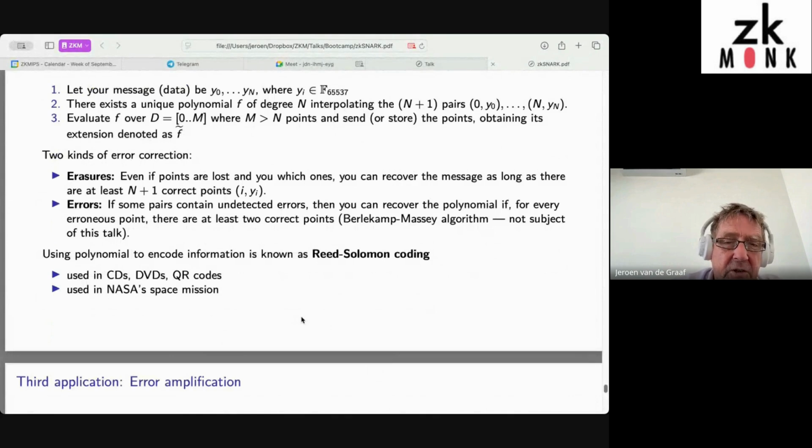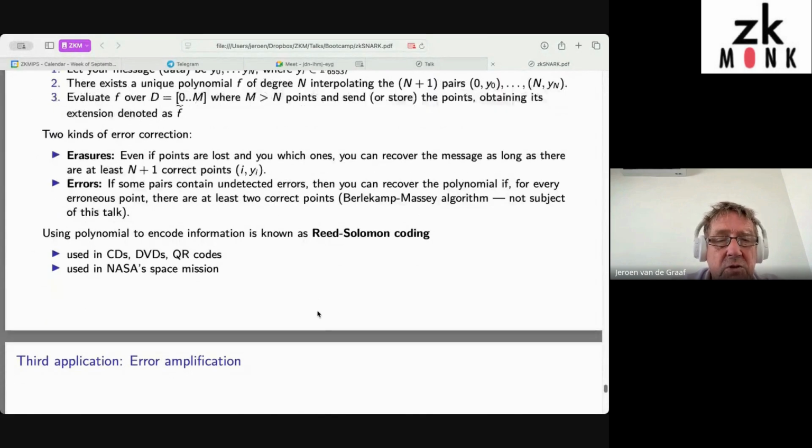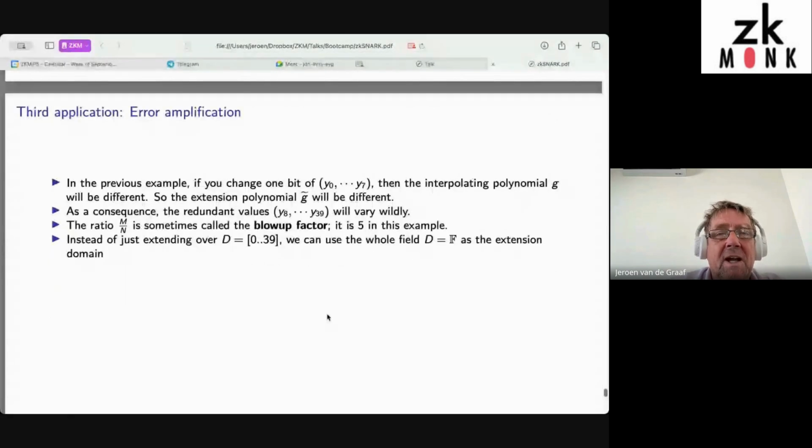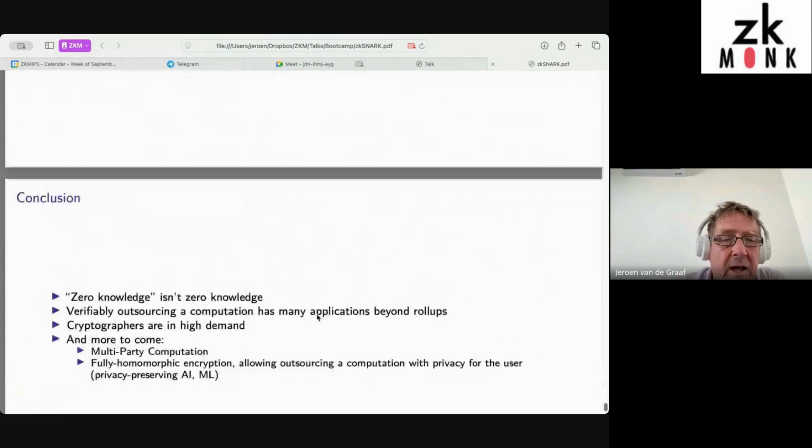But the difference is that it's sort of counterintuitive: we don't use it to correct errors. We use it to amplify errors. So again, why would you want to amplify errors? Well, because we want to detect a cheating prover. That is the underlying idea of a snark.